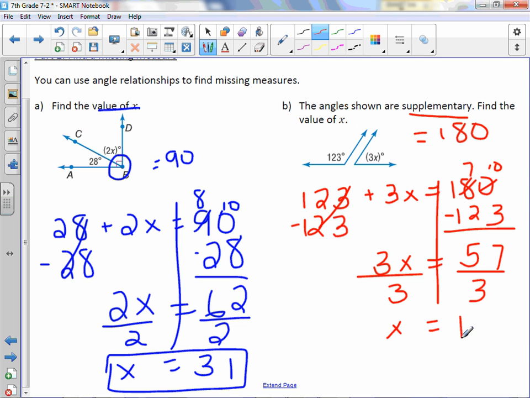Looks like 3 goes into 5 once. Subtracting it, 2, bring down the 7. 3 into 27 is 9 times. So x equals 19. And I just did some division in my head there.